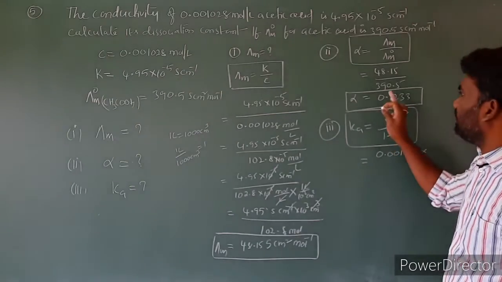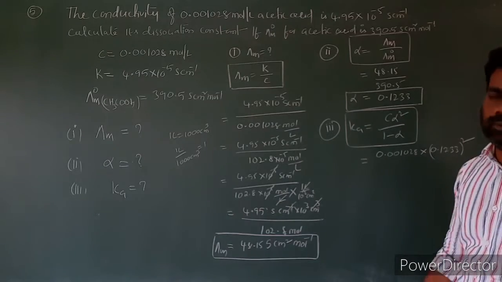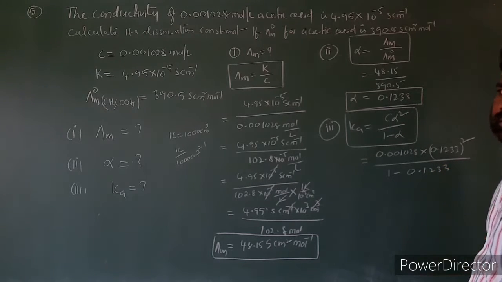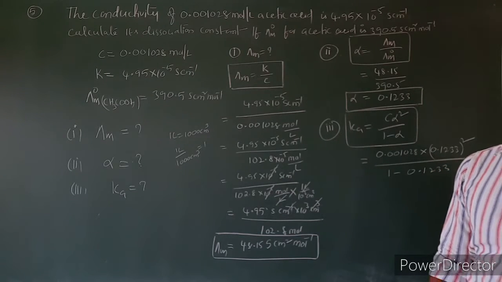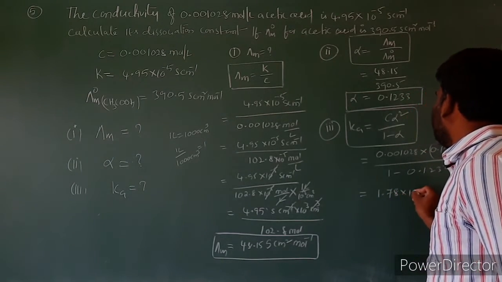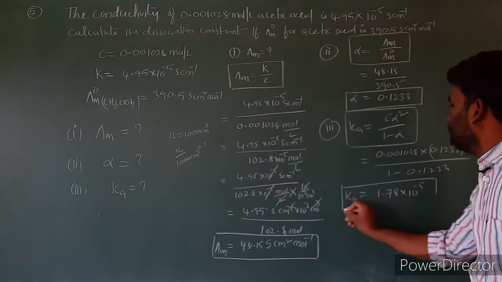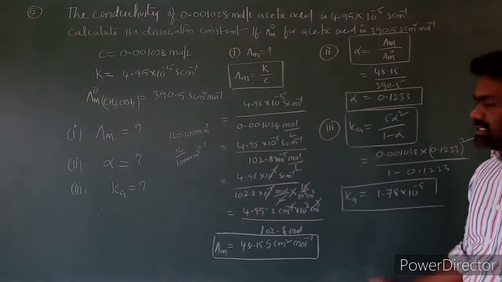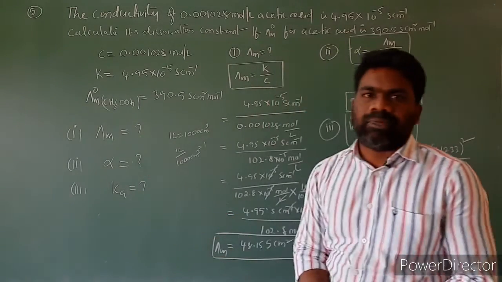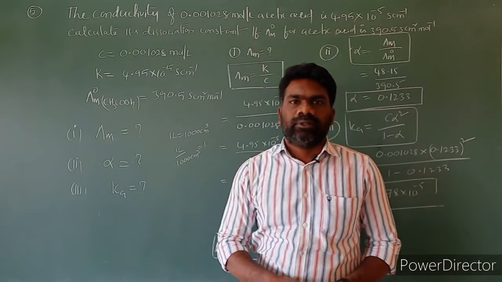Alpha value, we calculate here how much? 0.1233 power 2 by 1 minus 0.1233. Upon simplification you will get 1.78 into 10 power minus 5. So this is the dissociation constant, the Ka value, of this acetic acid. So Ka value is solved, and we find the alpha value, and we find lambda m, molar conductivity, by using the formula K by C. This is problem number 5.